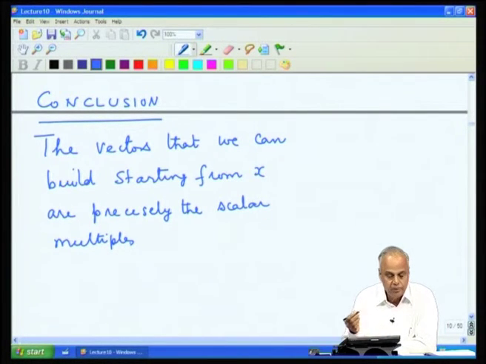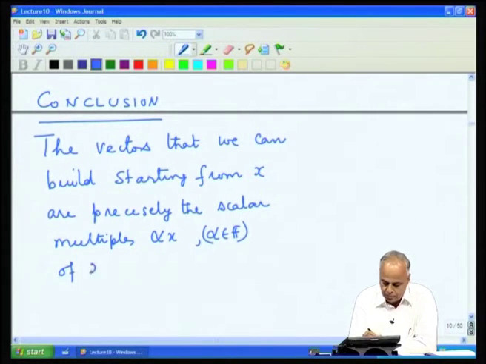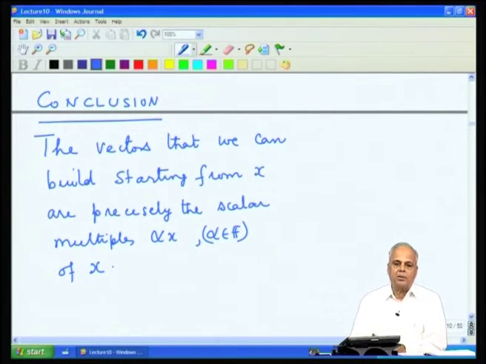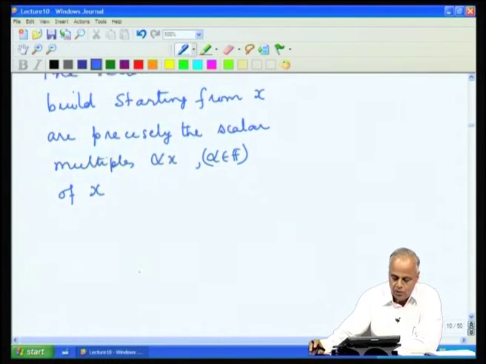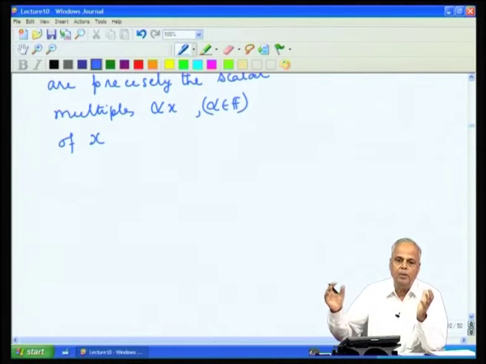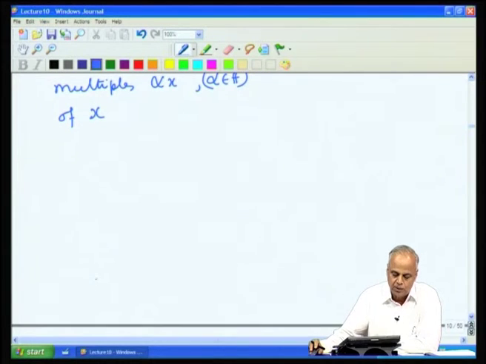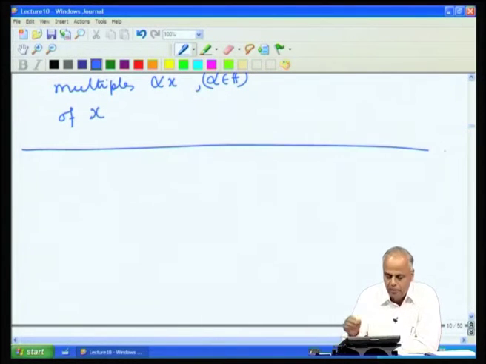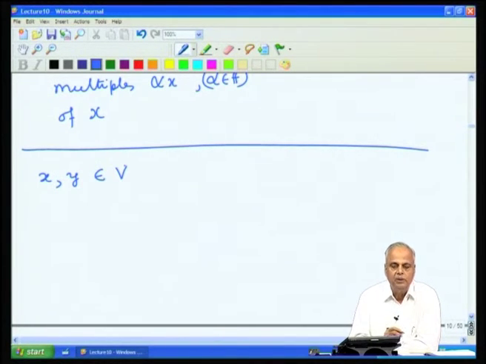In fact, all the scalar multiples alpha x, alpha belonging to F, are in F of x. So, starting from an x, all that we can build are the scalar multiples of x. That is one step where we start from a small thing and try to build as much information as possible. Then at the next level, let us start with two vectors x and y in V.